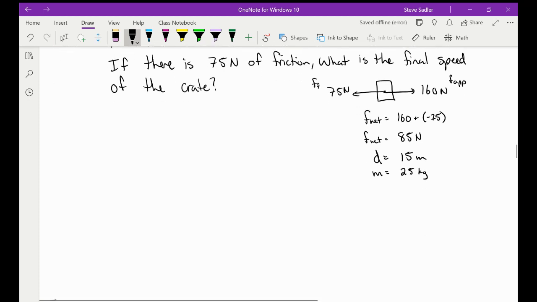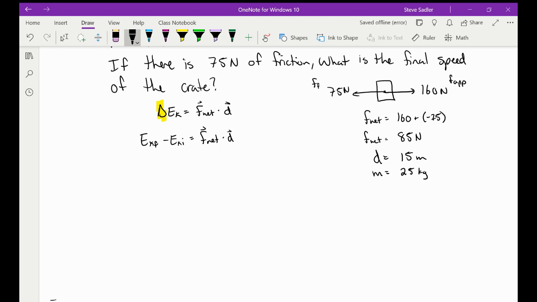So we are going to use the formula: change in kinetic energy is equal to F net multiplied by displacement. Anytime we have a change, do you remember this from kinematics? Anytime we have a change, it is final minus initial. So energy kinetic final minus energy kinetic initial will equal F net multiplied by displacement.